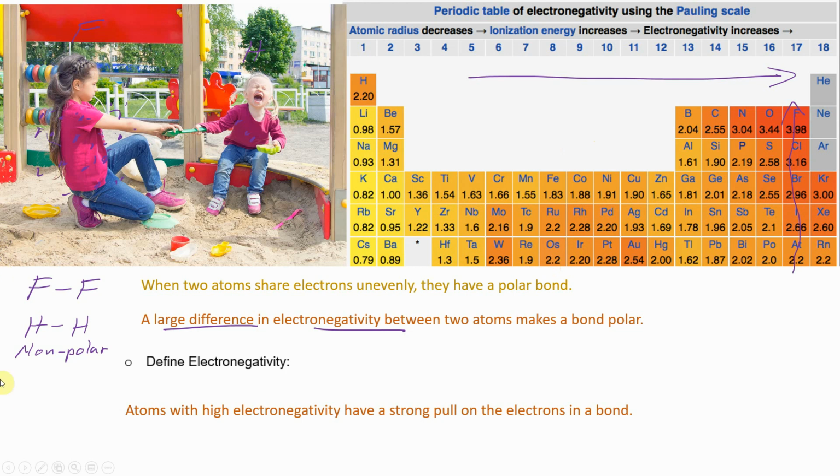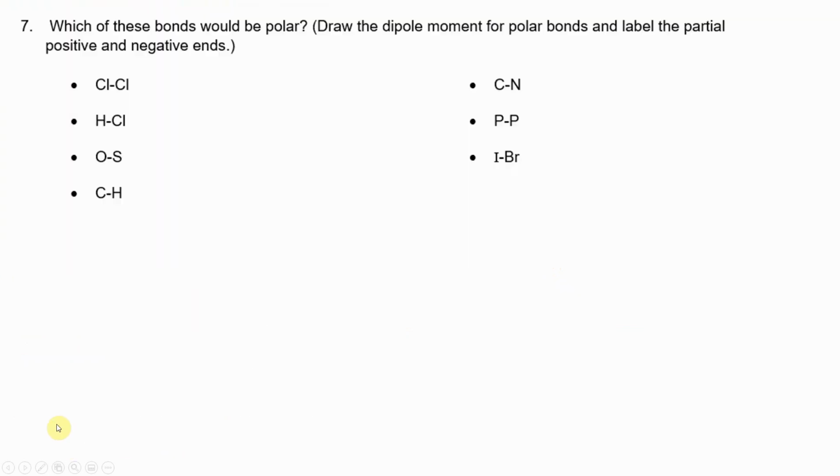All right, so let's do a little bit of practice. If we know that we have to have a polar bond in order to have a dipole-dipole interaction, I'm asking you here which of these bonds would be polar.